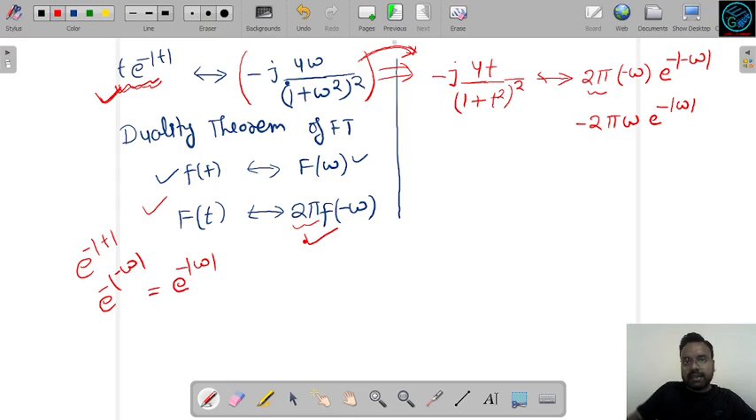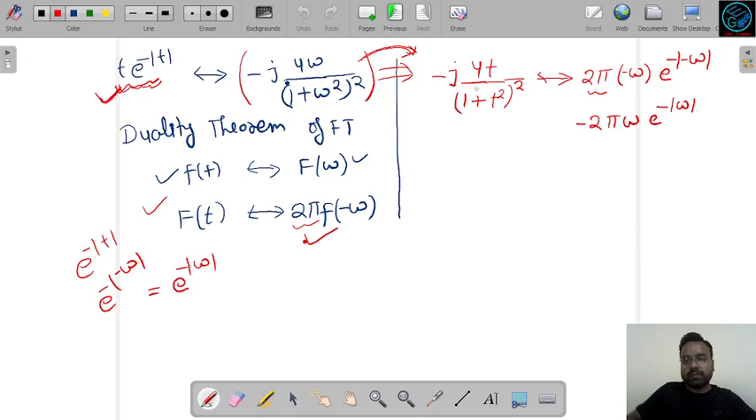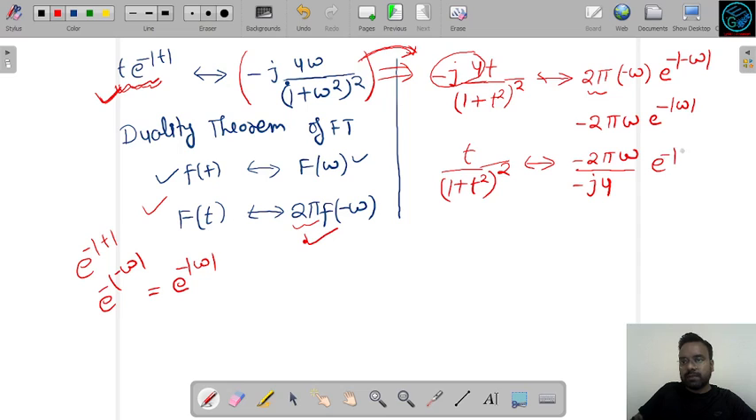Now what is the signal x(t)? The x(t) signal is t upon (1 plus t square) to the whole square. So this minus 4 is just simply a scaling factor. So just take this factor to this side, only divide this factor on the Fourier transform. So minus 2 pi omega upon minus j 4, into e to the power minus mod of omega. Now 2 2 are 4, and this minus sign and minus sign cancel.